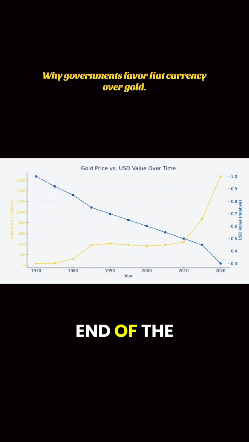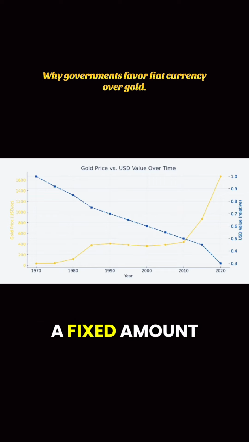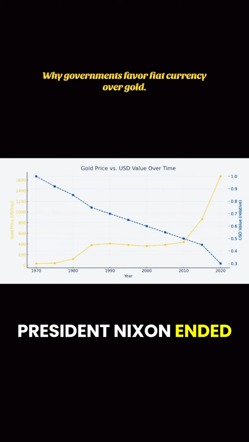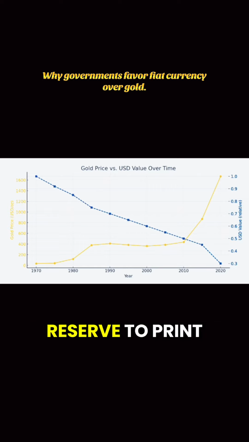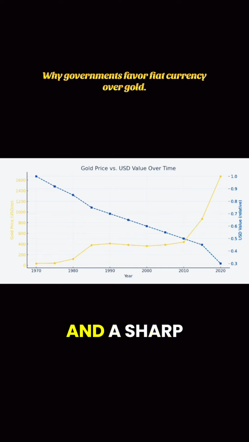1971 marked the end of the gold standard era. That is when the fiat currency era began. Before 1971, the US dollar was backed by gold under the Bretton Woods system, meaning each dollar was tied to a fixed amount of gold. But in 1971, President Nixon ended the gold standard, allowing the Federal Reserve to print money without gold backing. This led to the gradual depreciation of the dollar and a sharp rise in gold prices as people sought it as a store of value.